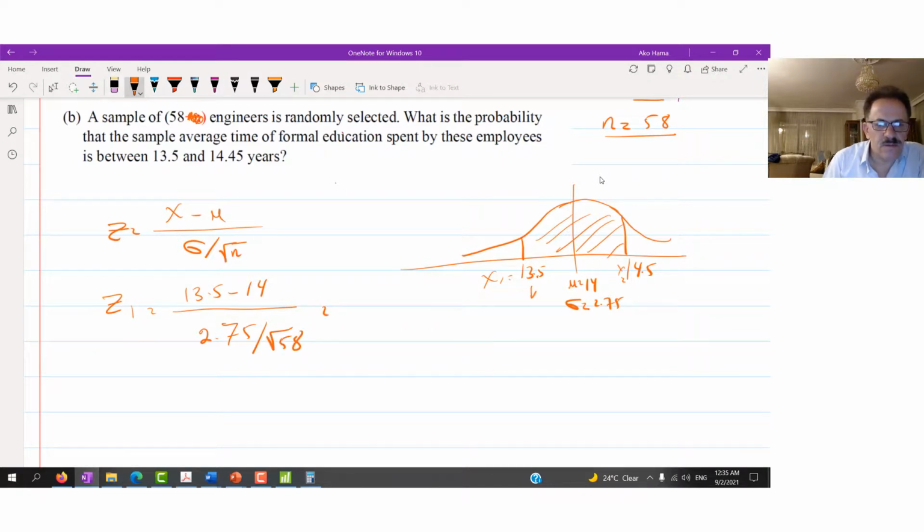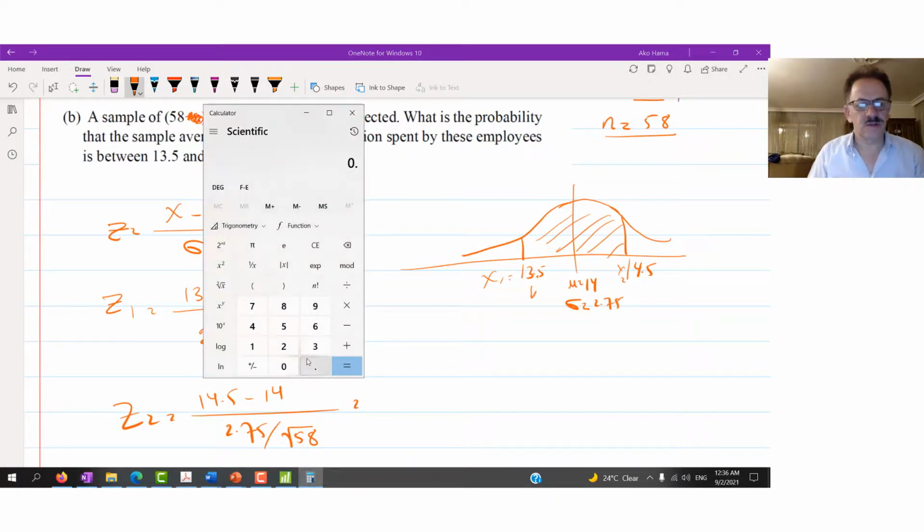The z1 is equal to 13.5 minus 14 divided by the standard deviation, which is 2.75, divided by square root of 58. Then z2 is equal to 14.5 minus 14 divided by 2.75 over square root of 58. Then it will be 0.5 divided by 2.75 over square root of 58, which is 0.5 times square root of 58.